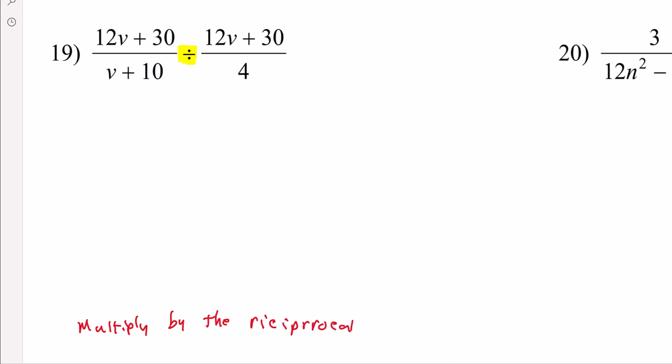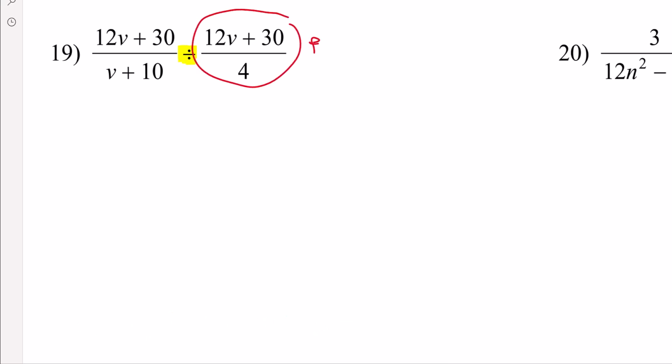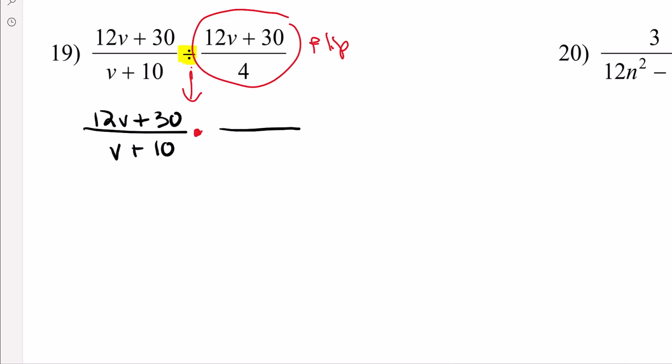Reciprocal. All right. So you're going to take this fraction and you're going to flip it. Or you're going to take this divide sign and you're going to change it to multiply. So now we have 12v plus 30. The first fraction stays in its exact original place, but now we're going to flip the other one.